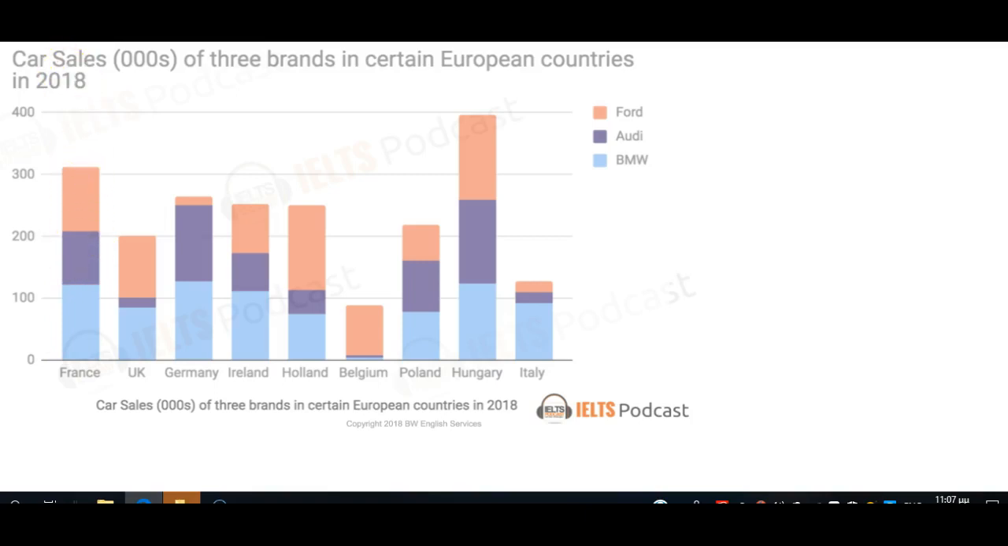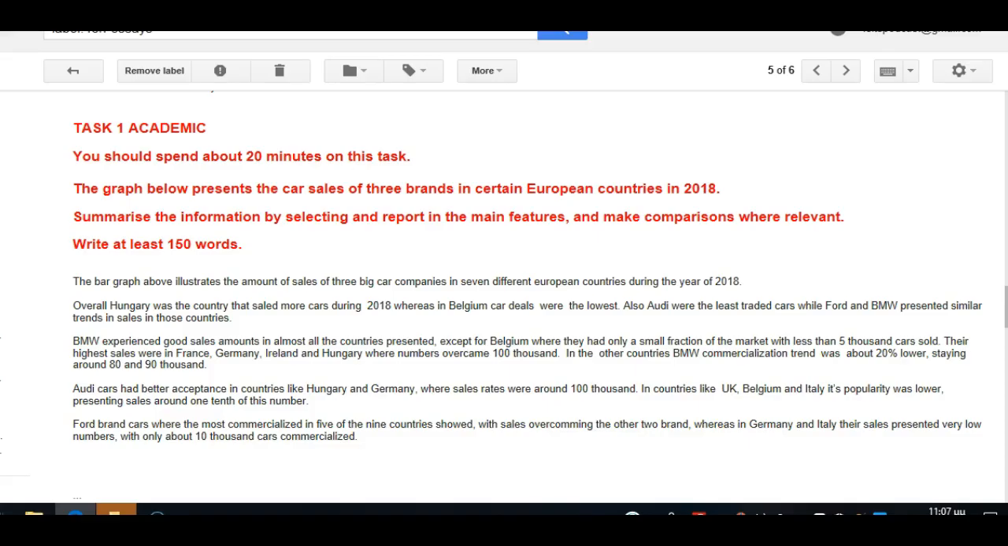All right, let's see how you did with this. Okay, so the bar graph, the bar chart illustrates. It doesn't need to be above because it's its own separate piece of paper. So the bar chart illustrates the amount of sales of 3 big car companies in 7 different European countries during the year of 2018. Capitalize European.